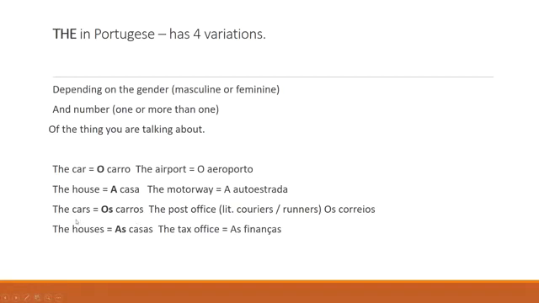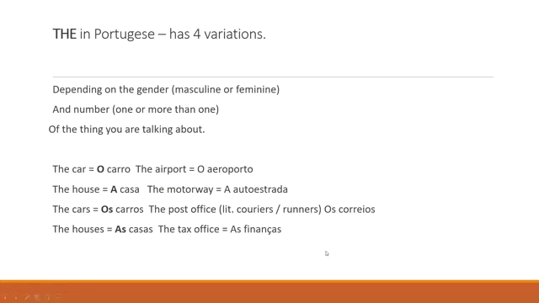Let's go to some plural ones. Here we've got the cars, os carros. Somewhere in town that might be plural could be the post office, literally the couriers or runners, os correios. And a plural feminine could be the houses, as casas. Or in the town you might have the tax office, as finanças.